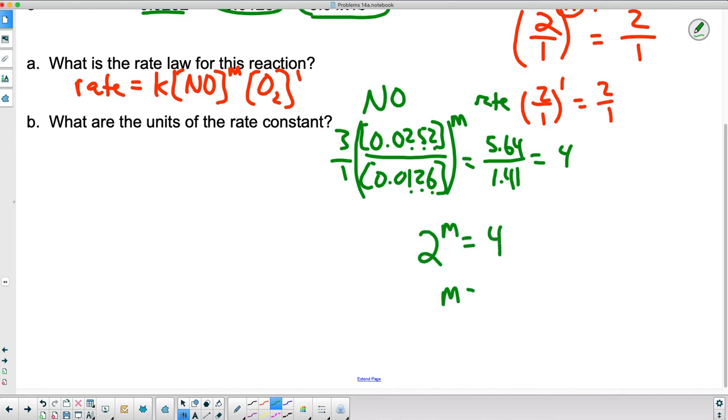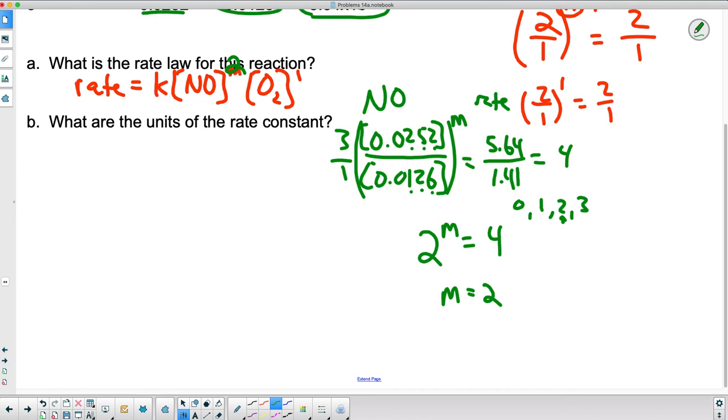Well, what does m equal then? Now m is going to be a low whole number, like 1, 2, or 3, and even 0. So clearly, the one I would pick then would be 2, because 2 squared equals 4. So that means now I've found my order for NO, and there's my reaction.